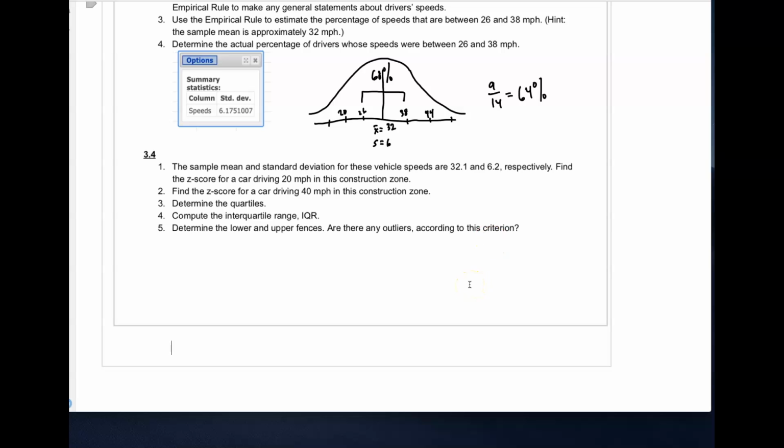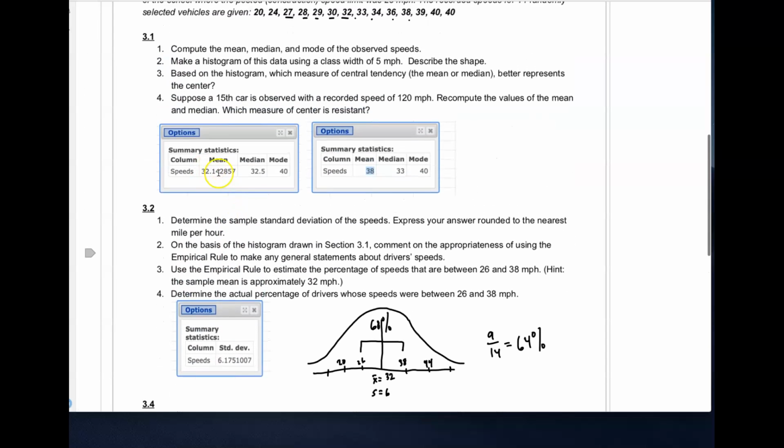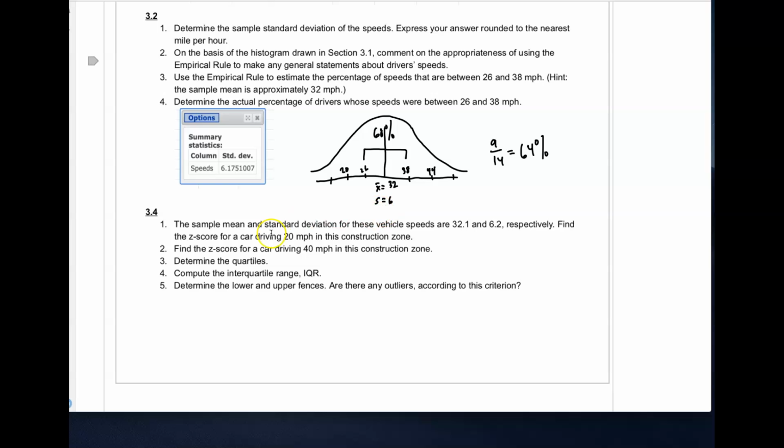Let's go ahead and look at 3.4 questions. The sample mean and standard deviation, we knew, is 32.1 and 6.2. When we round those, we had those values there. Find the z-score for a car moving 20 miles per hour in the construction zone.